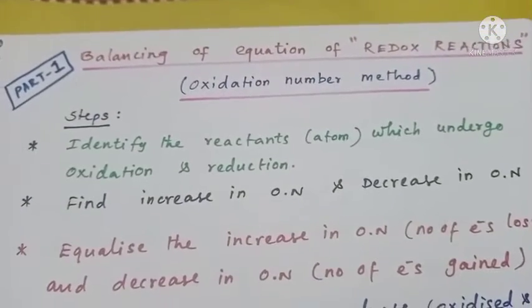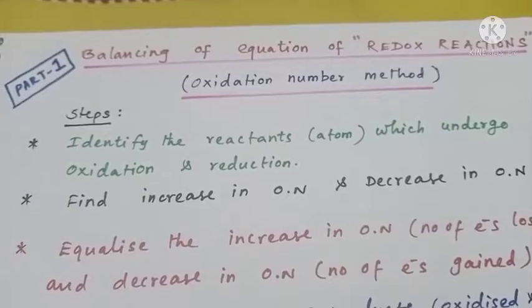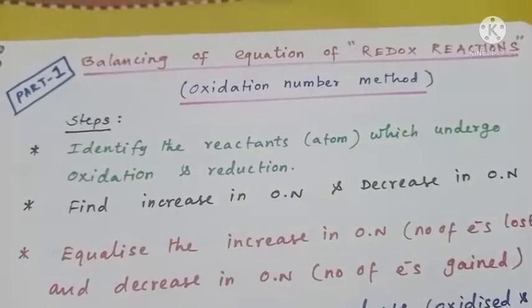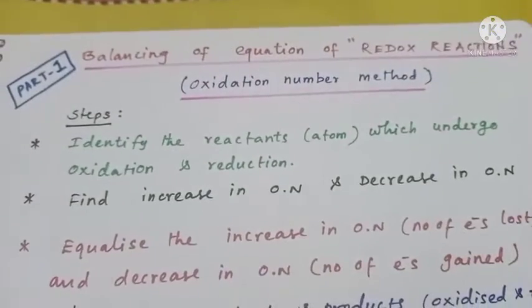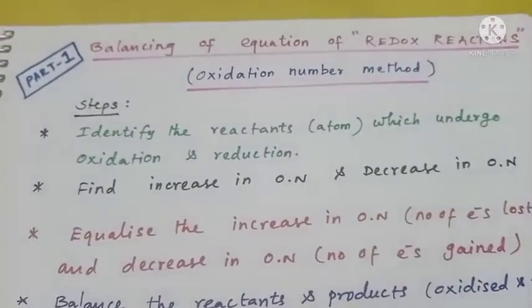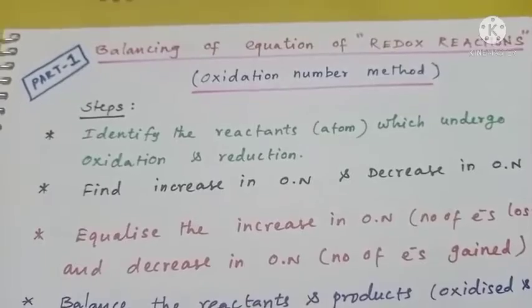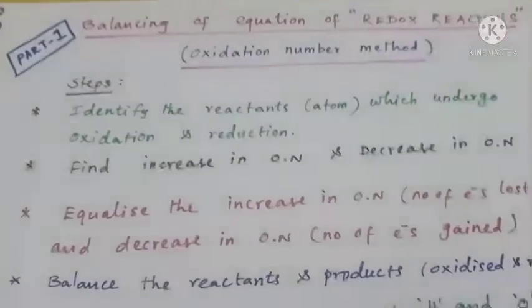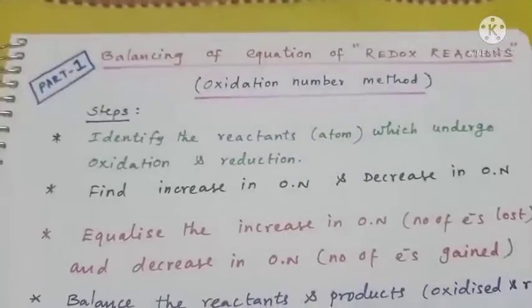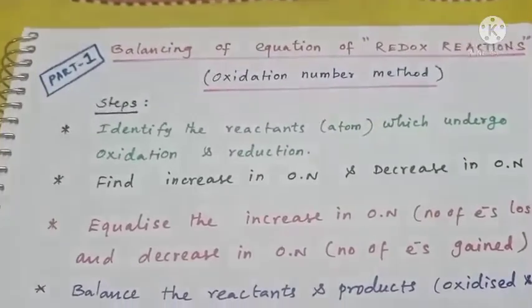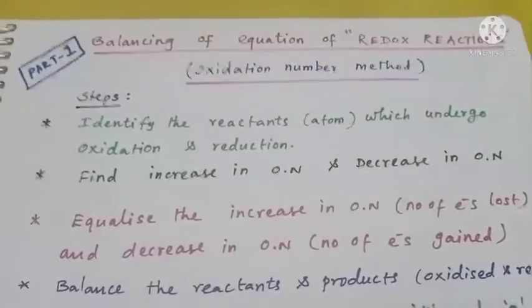In this video I am going to discuss balancing of equations of redox reactions, that is, balancing of redox reaction equations based on the oxidation number method. For this we have to follow certain steps. So first let us see what steps we are supposed to follow while balancing a chemical equation based on the oxidation number method. First, you have to identify the reactant.